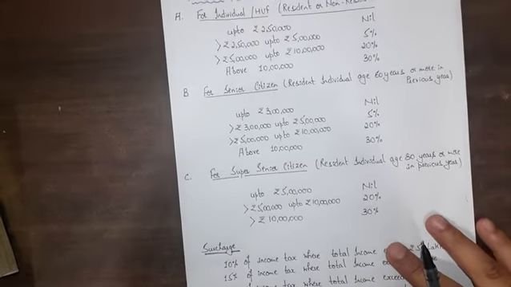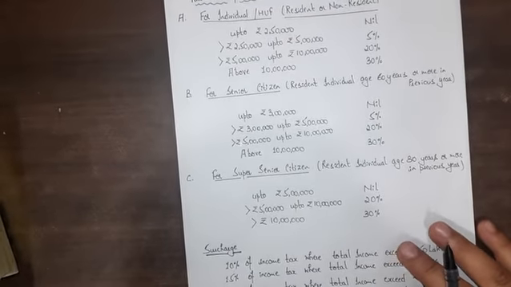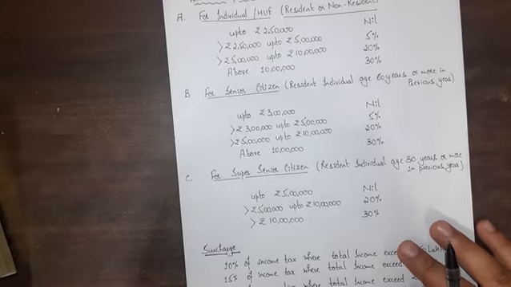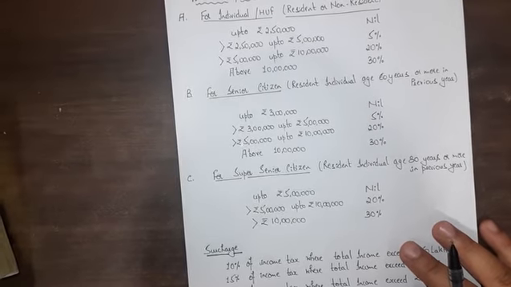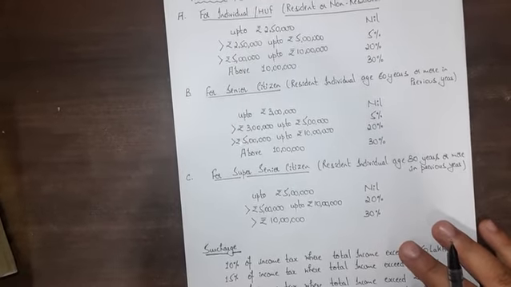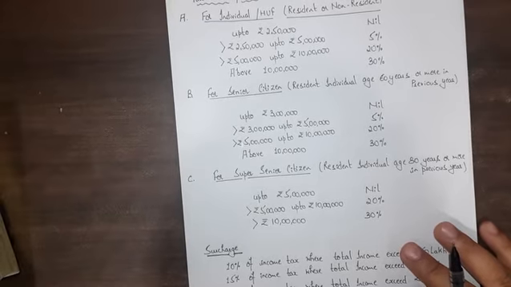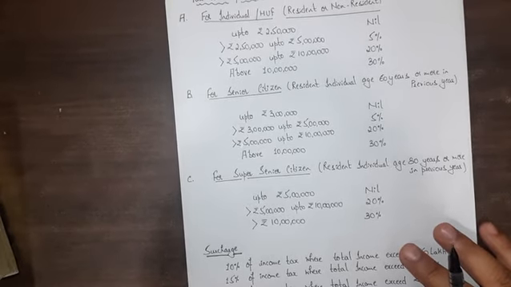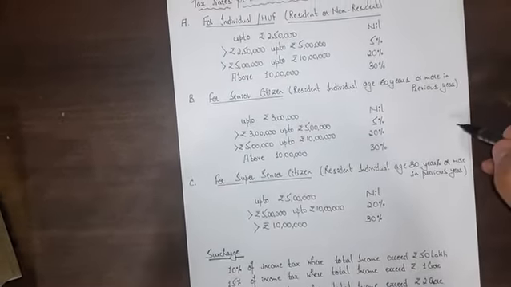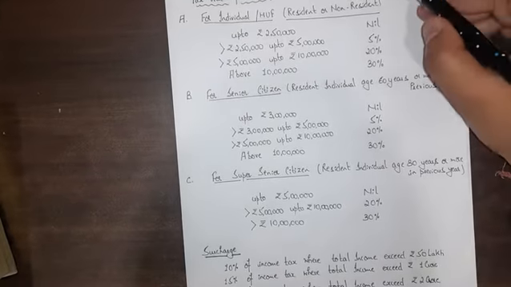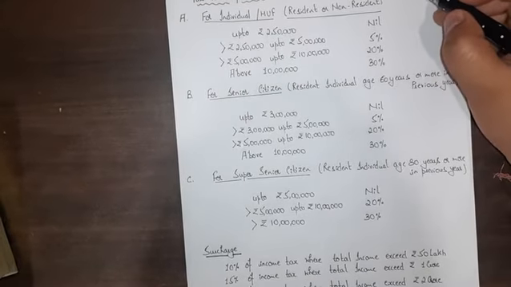Another category which comes up in this is senior citizens. So, what is a senior citizen? Resident individual whose age is 60 years or more in previous year. Now, what is the concept of previous year? Previous year is the financial year 2021.